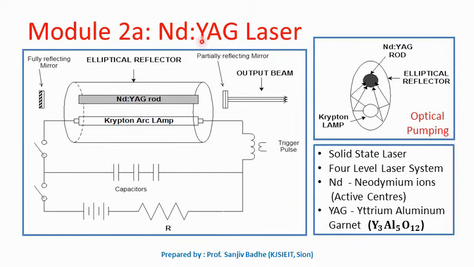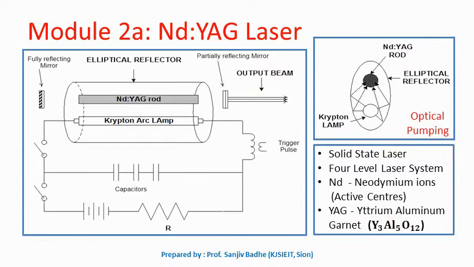First one is Nd:YAG laser. It is a solid state laser. It is a 4-level laser system, so it can be operated in continuous wave mode. Here Nd stands for neodymium ions and YAG stands for yttrium aluminum garnet.